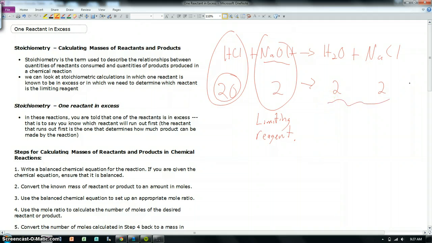Today, though, we are going to assume, and we're going to give you the number, the amount that we have of the limiting reagent. We'll just tell you that the other one's in excess. Okay, so you have all the information that you need.